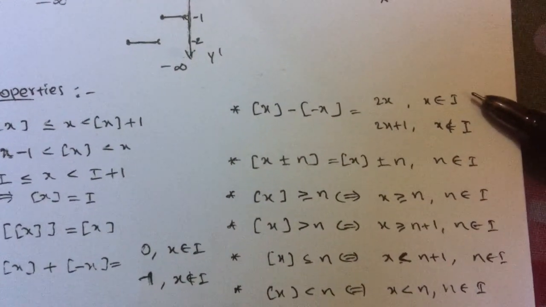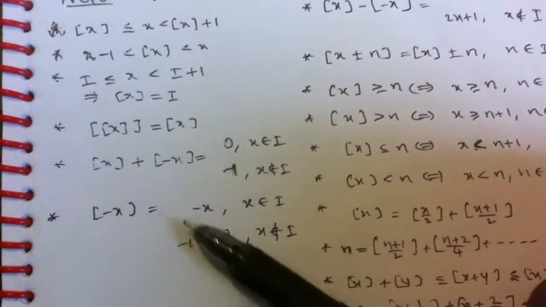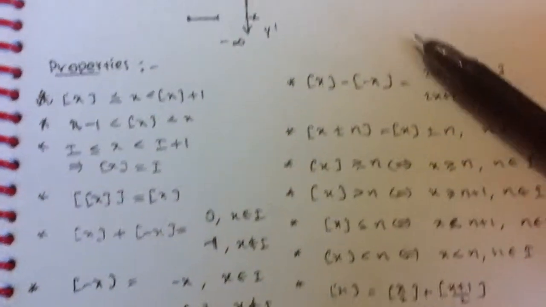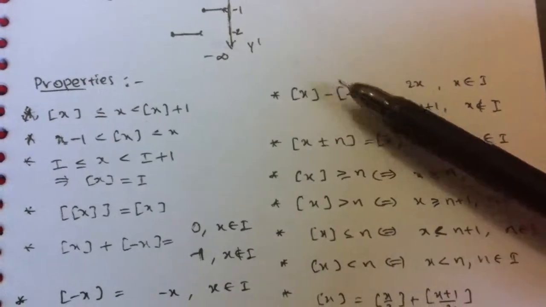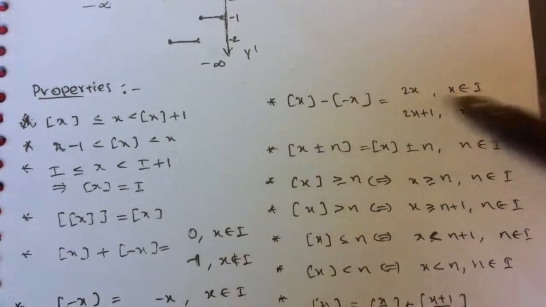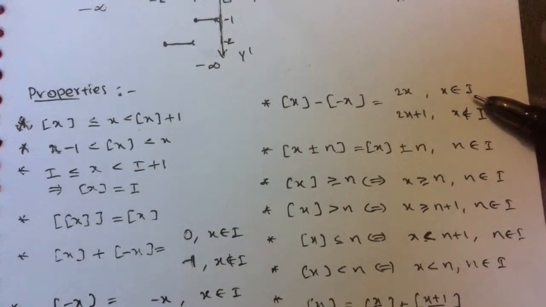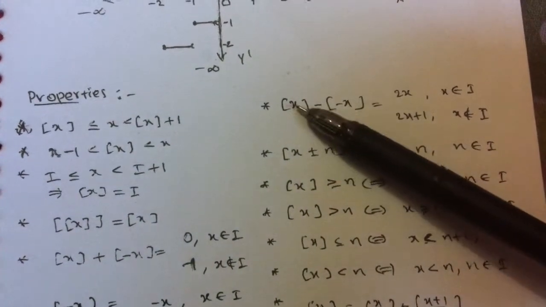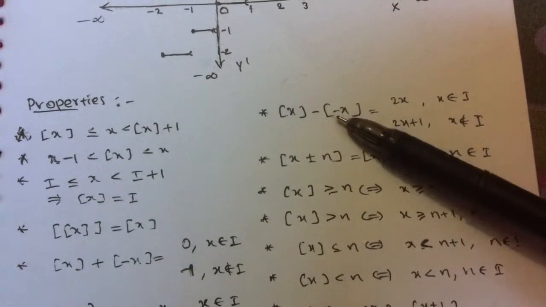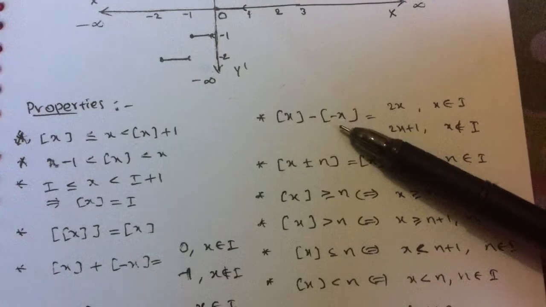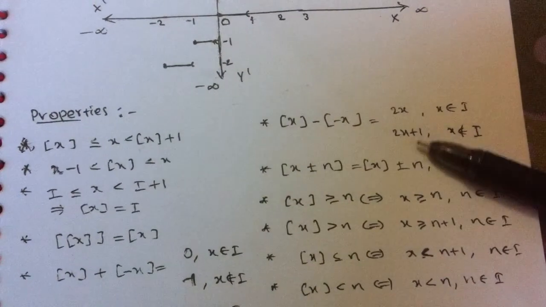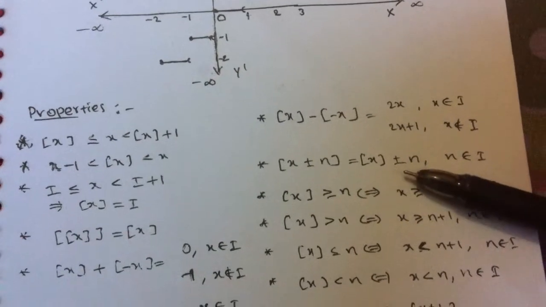We already discussed the addition of these two step values, and here we are discussing the subtraction of these two step values. So if it is an integer, for example take x value 2, 2 minus step of minus 2, which is minus 2. So 2x. Okay.